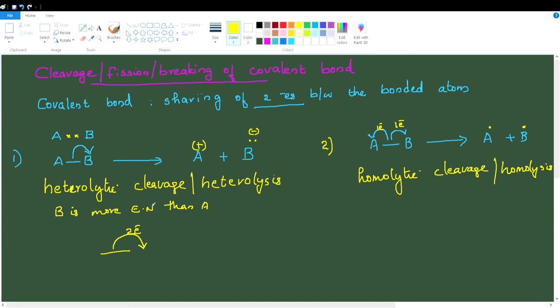Here in heterolysis, charged species are produced. Positive and negative charged species are obtained. The movement of electrons towards one of the bonded atoms depends on the electronegativity of the two bonded atoms. Let us explain heterolytic cleavage with an example.